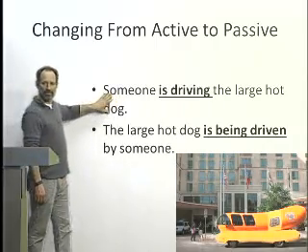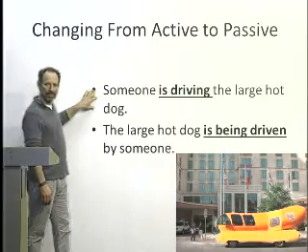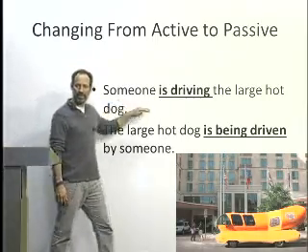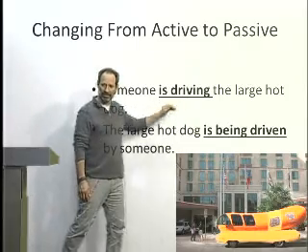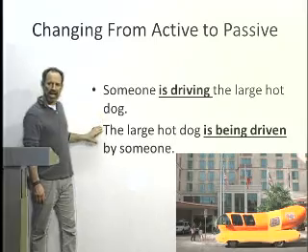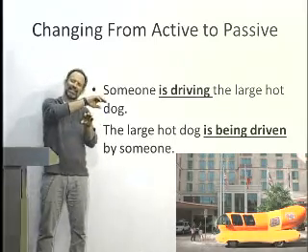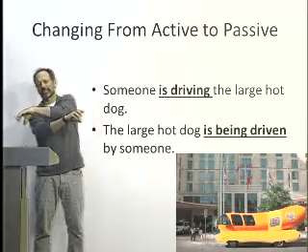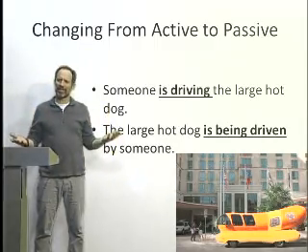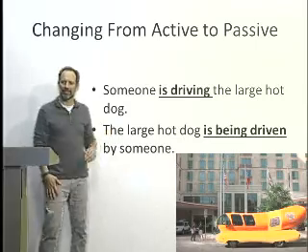This is the active form. Someone is driving the large hot dog. I have someone doing this action of driving. That's the active sentence. Passive is where we take the subject and we move it to the back, and we take the object and move it to the front. So it's kind of like a backwards sentence.